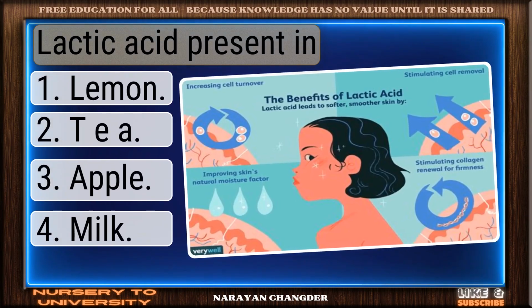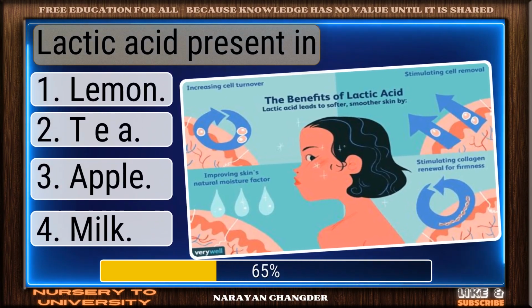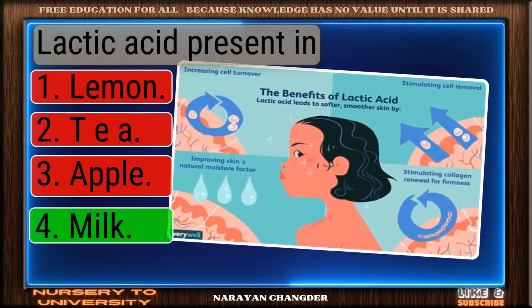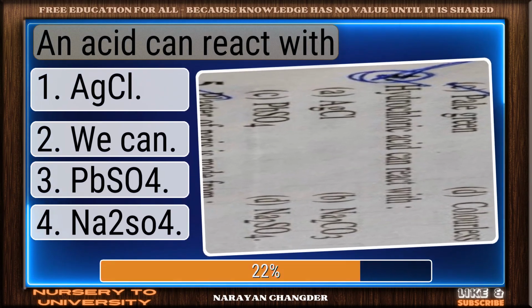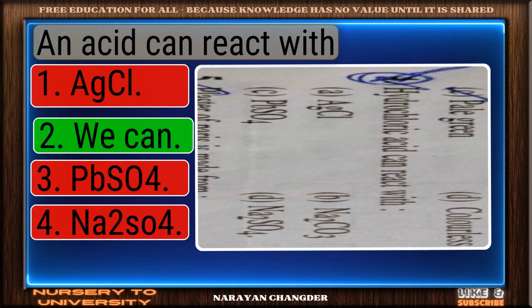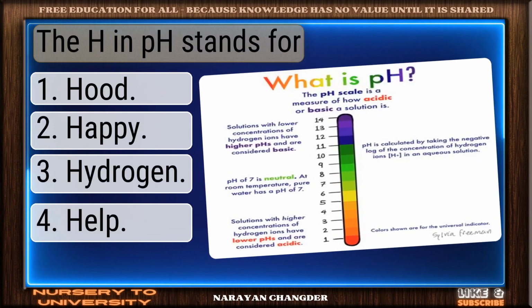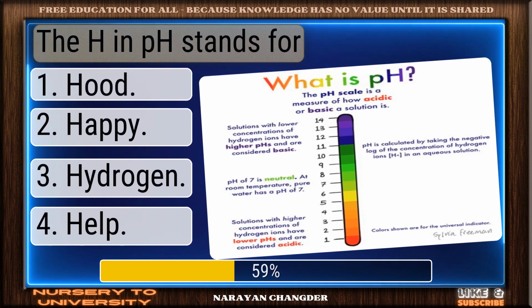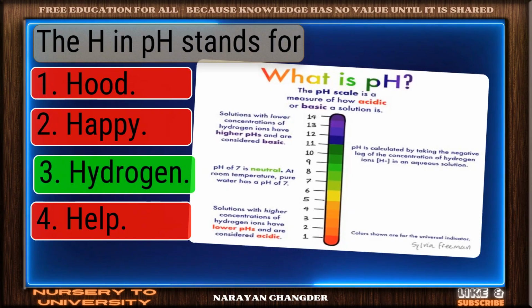Question number 233. Lactic acid present in... Well done. Milk is the right choice. Question number 234. An acid can react with... Valid point. Weak is true. Question number 235. The H in pH stands for... Smart move. Hydrogen is an accurate answer.